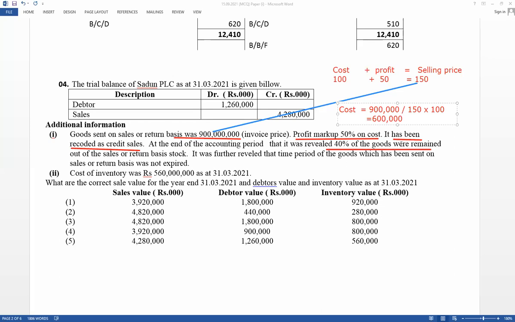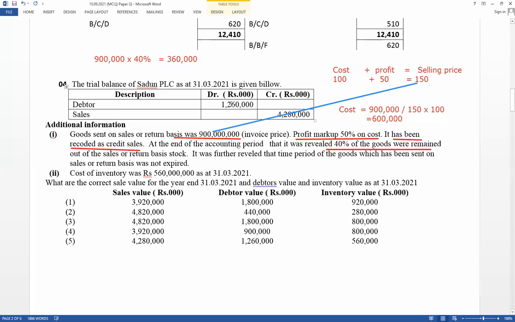Now think, it has been recorded as a credit sales. Therefore, total value 900,000: debtors account debited, sales account credited, but it is given that 40% was not sales. Therefore, based on the selling price of 900,000, 40% is not sales. The value equals 360,000. But the total value was already recorded, debtors account debited, sales account credited, and 360,000 was not sales. Therefore, that value should be removed from debtors and sales.